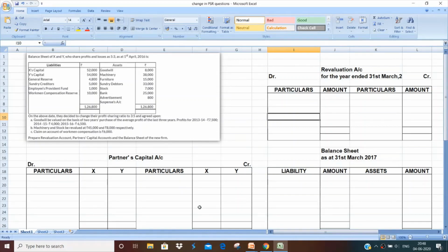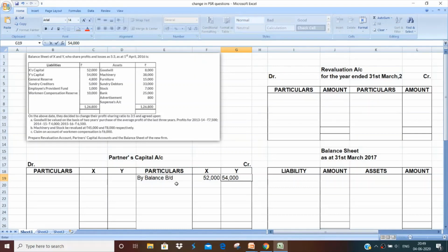I always suggest to my students that whenever they have to make all the accounts together, they should always start with the balance sheet, put all that is given here, and then move on to balancing all the accounts together. So the first thing that we take from the balance sheet is the capitals of X and Y. Since the capitals are mentioned in the partners' capital account, I mention here by balance brought down. In case of X, it is 52,000, and in case of Y, it is 54,000. So we've written the balances.